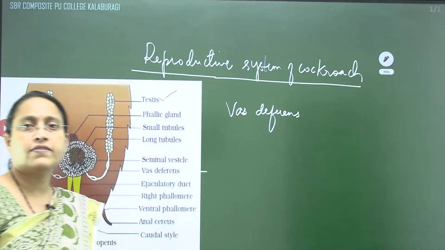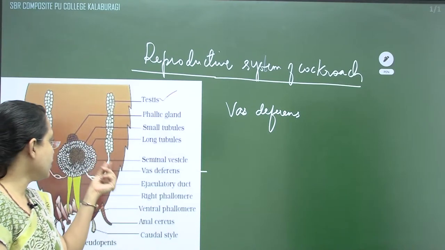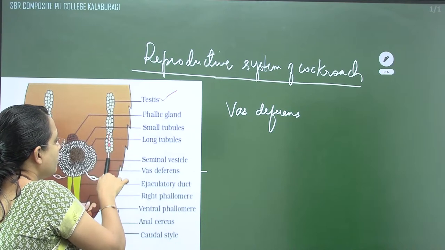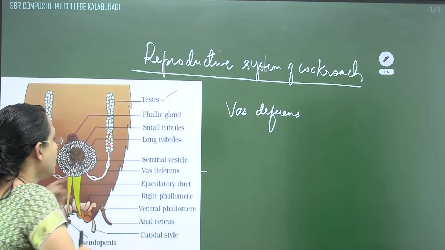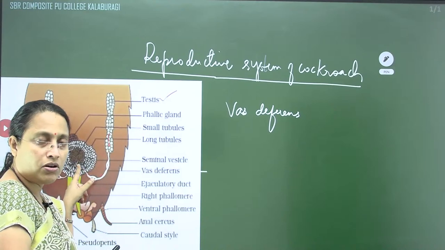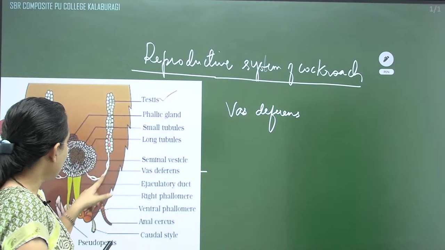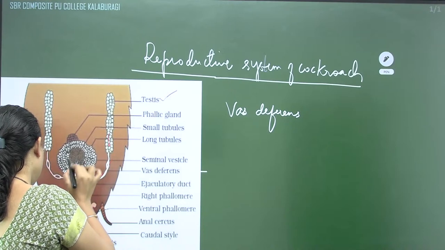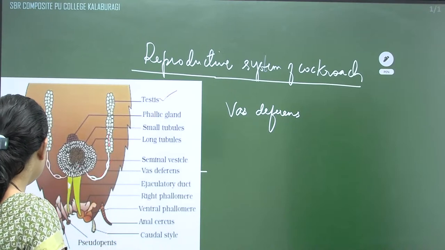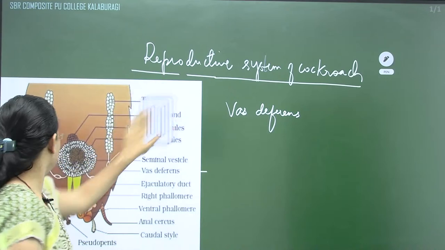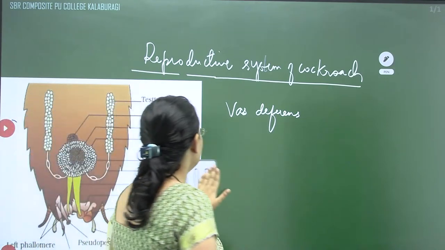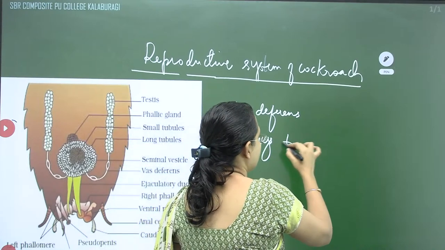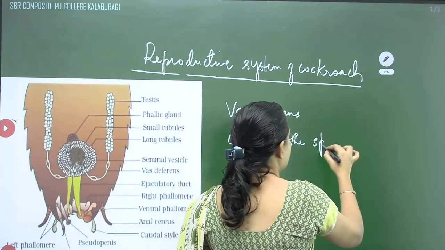What is the function of vas deferens? This thin delicate tube is the one that will carry the sperms produced from the testis. Then those sperms are conveyed and passed to the next part of the reproductive system. It is ultimately conveyed to the ejaculatory duct. Okay, so it conveys the sperms, that will be its main function.